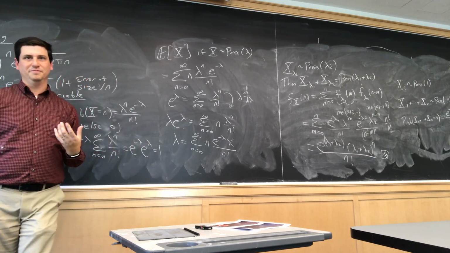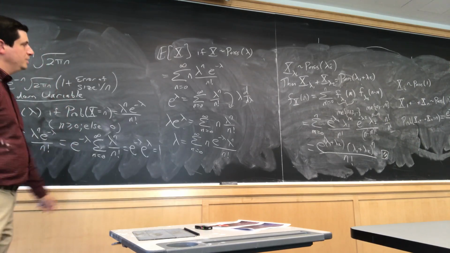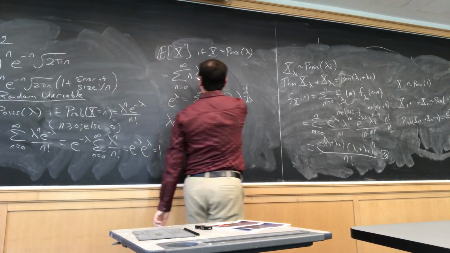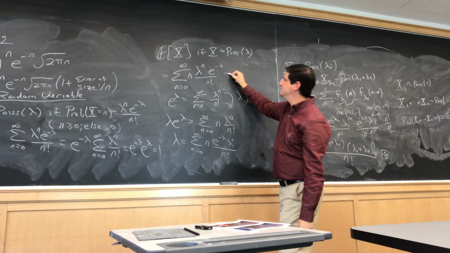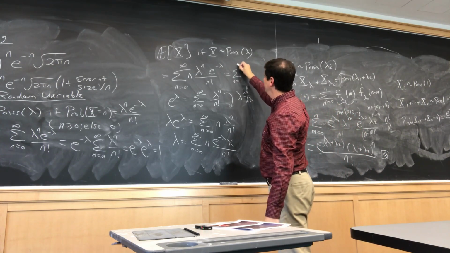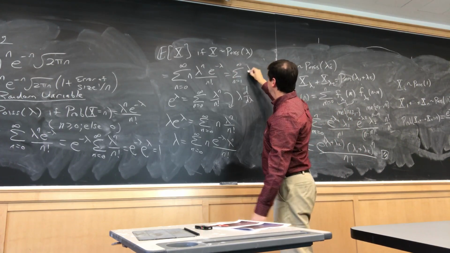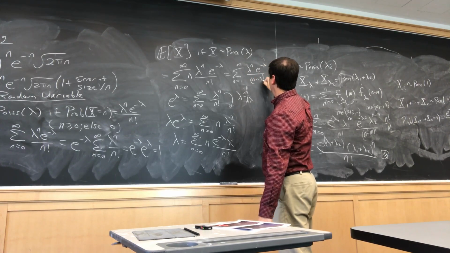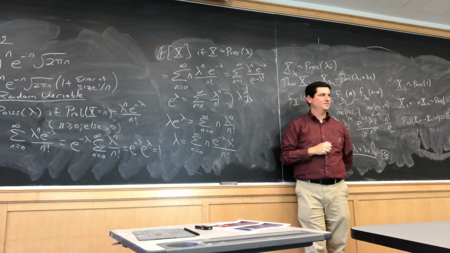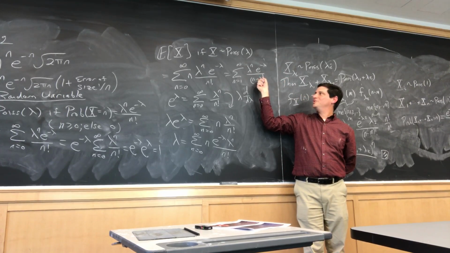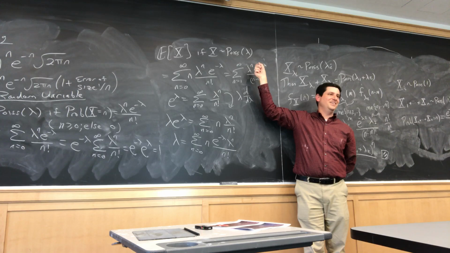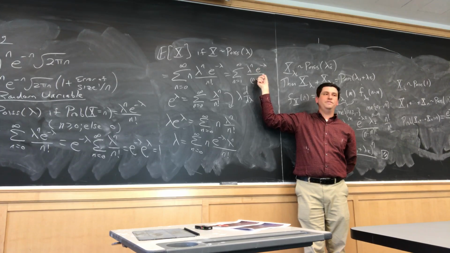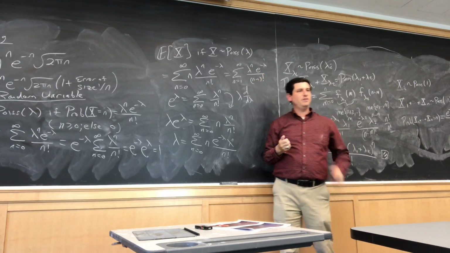Good. Okay. You could have also said, well, I've got this sum. When n equals 0, there's no contribution. This is the same as the sum, n goes from 1 to infinity, of lambda to the n e to the minus lambda over n minus 1 factorial. I've got an n minus 1 factorial down below. How should I write lambda to the n?